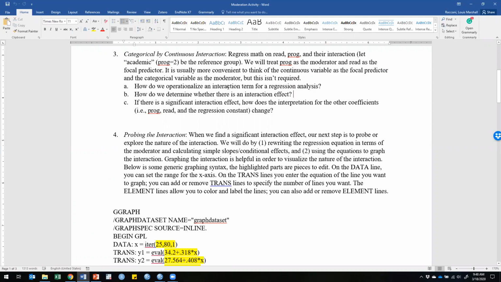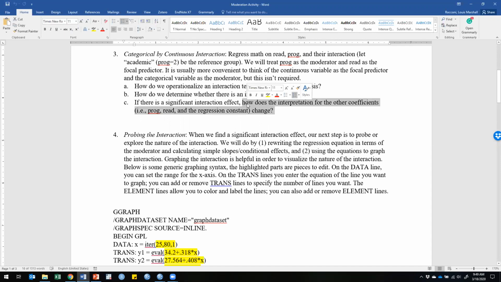How do we operationalize an interaction term? We kind of talked about that. That's with a product term, right? We multiply our two variables together. How do we determine whether there's a significant interaction effect? Remember, we looked at the significance of the R-squared change value. And if there is a significant interaction effect, how do we interpret the other coefficients in the model? We just talked about that as well too.